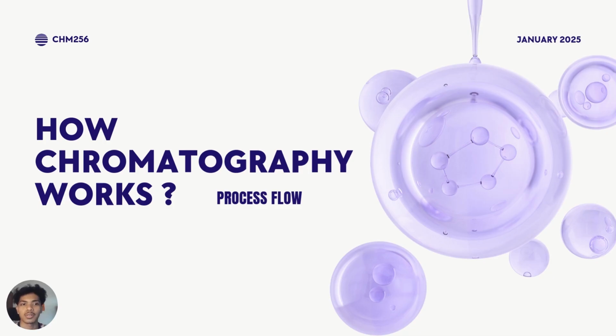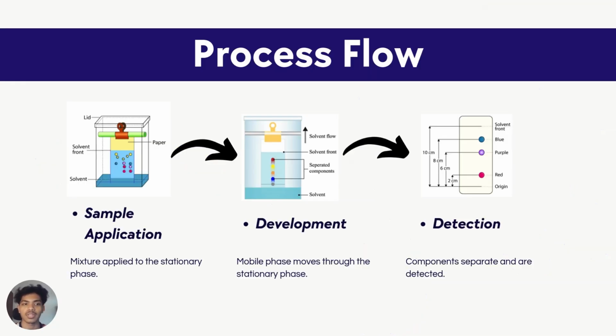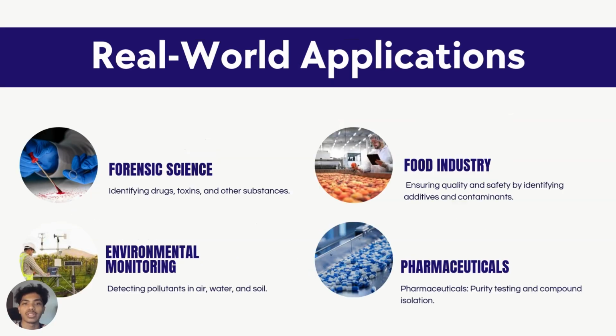To go to how chromatography works, we'll go to the process flow. The first one is sample application: the mixture is applied to the stationary phase. The second one is development: a mobile phase moves through the stationary phase. And the last one is detection, where the components are separated and detected. And the next one, real world applications of chromatography.